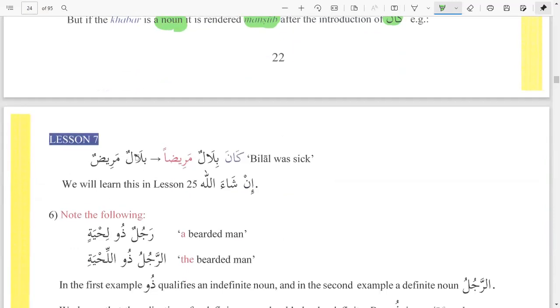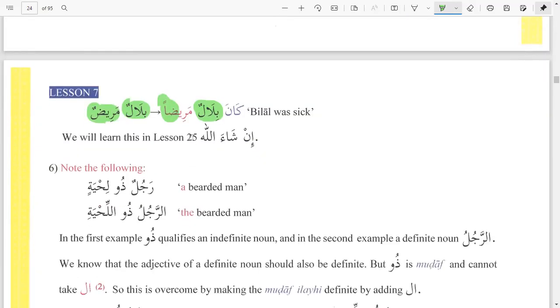Like Bilalun maridun. Bilalun is mubtada, subject. Maridun is khabar. So Bilalun, mubtada, is marfu and khabar is also marfu. When we use kana, the mubtada, subject, doesn't change. Khabar will be mansoob there. Maridun will change into maridan. Kana Bilalun maridan. Bilal was sick. The details we will learn in lesson number 25, inshallah, when we reach there.